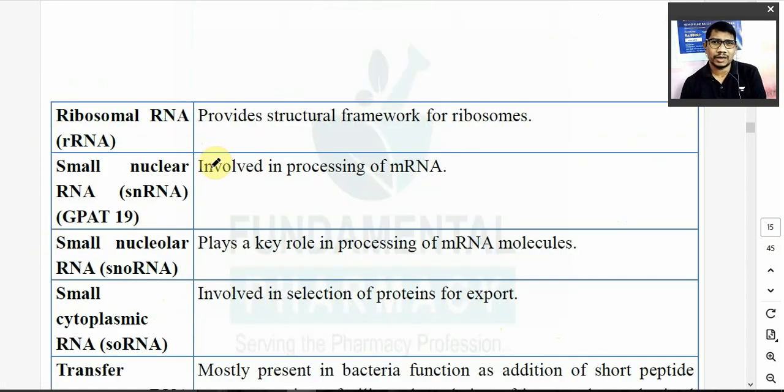Then next होता है ribosomal RNA. Ribosomal RNA is known as rRNA. So they provide a structural framework for ribosomes. Now GPAT 2019 में ये क्वेश्चन आ चुका है.